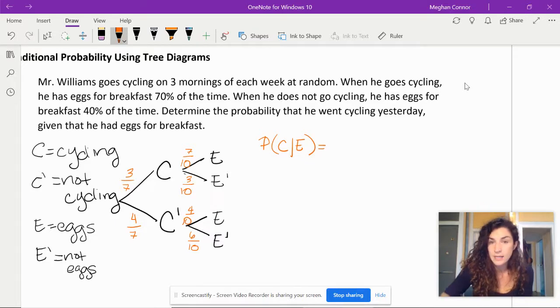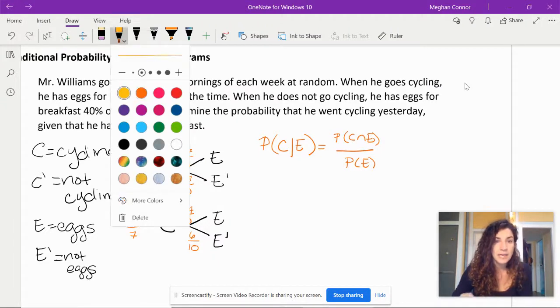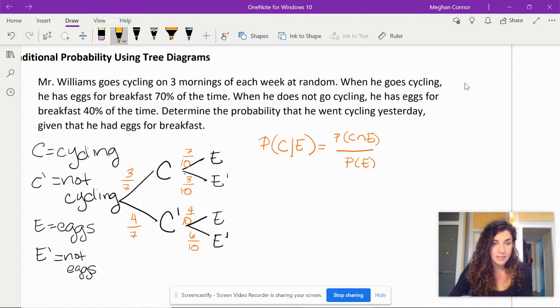So then here's where we fill in our formula. That's probability of cycling and eggs, and then over the probability of eggs. Now we need to look into probability of cycling and eggs. Probability of cycling and eggs is 3 out of 7 and then 7 out of 10. And remember that the word and means multiplication. So that's going to be 3 out of 7 times 7 out of 10 over.